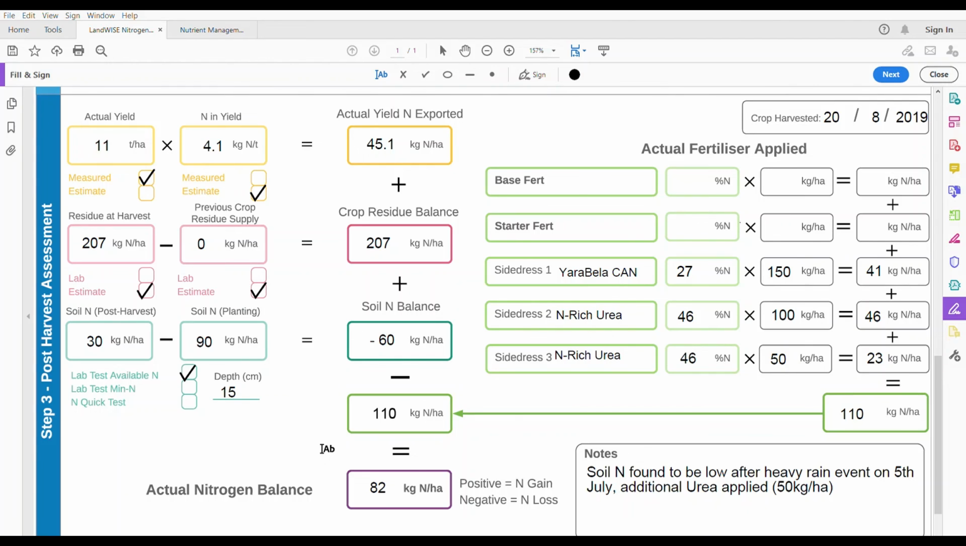If the actual N balance was negative, this would represent a loss of N in the system, either through leaching, volatilization, or denitrification. With both a positive or negative actual N balance, growers should ask how accurate is the data that they're entering, as the more estimates used, the less likely the answer will accurately reflect the crop's nutrient balance. We encourage growers to use lab tissue tests and weighed samples of residue and yield wherever they can to improve confidence in their results.